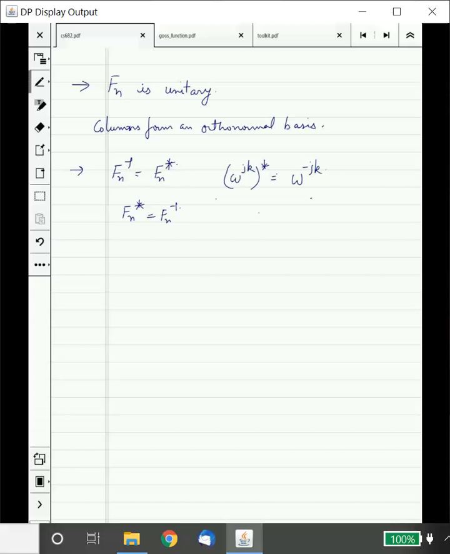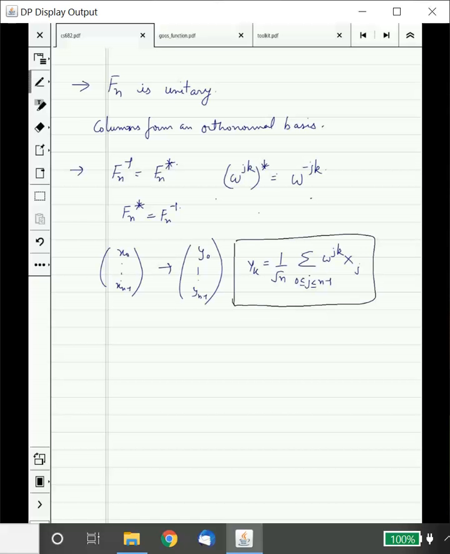It takes any x0 to xn minus 1 to y0 to yn minus 1, and we can write this explicitly. The kth element of the Fourier transform is going to be written like this in terms of x's. It is omega to the jk times xj. It is easier to remember even this explicit transformation, where each entry can be written in terms of x's. I am just writing the matrix equation row by row.